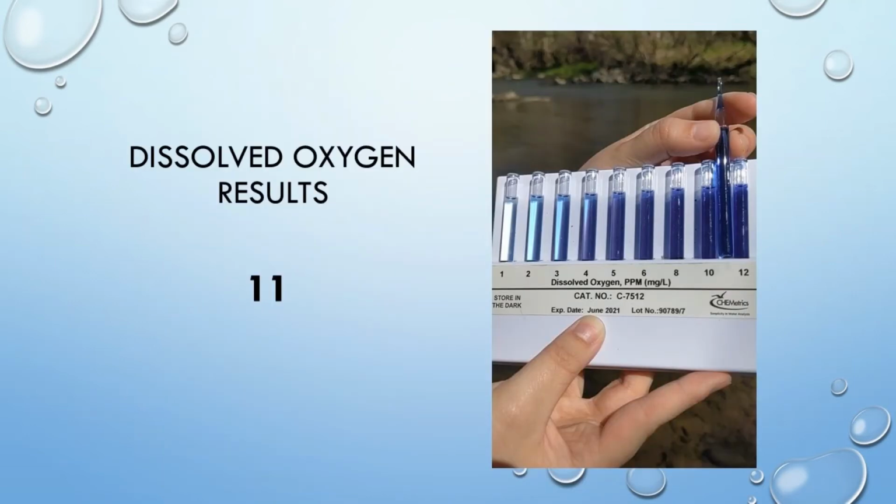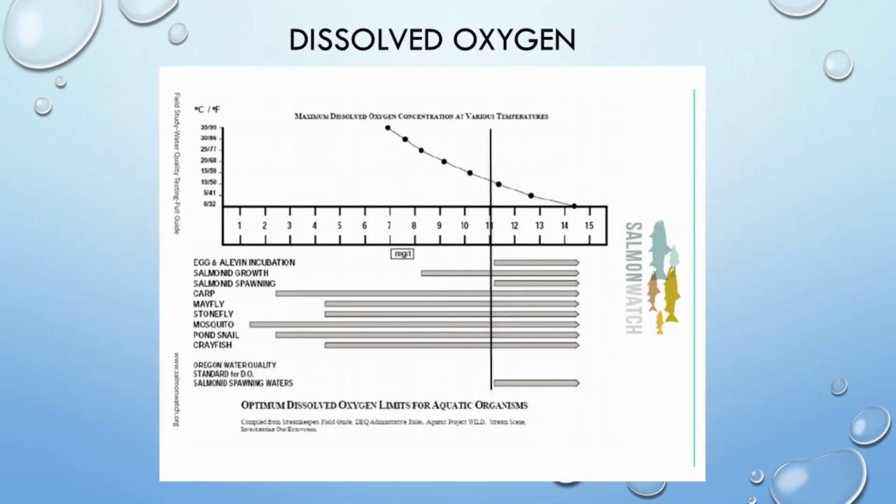Next is dissolved oxygen content. The results we got were 11, which we measure in units of parts per million, so 11 parts per million, which was towards the more darker blue range. On this graph, I put the line over the 11, which crosses over salmon growth, carp, mayfly, stonefly, mosquito, pond snail, and crayfish. It looks like egg and alevin incubation and salmon spawning doesn't quite reach the mark.